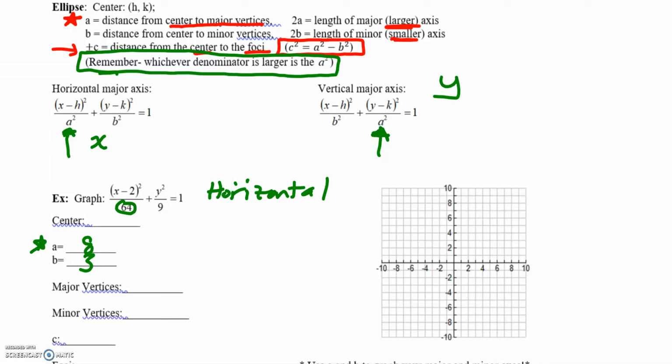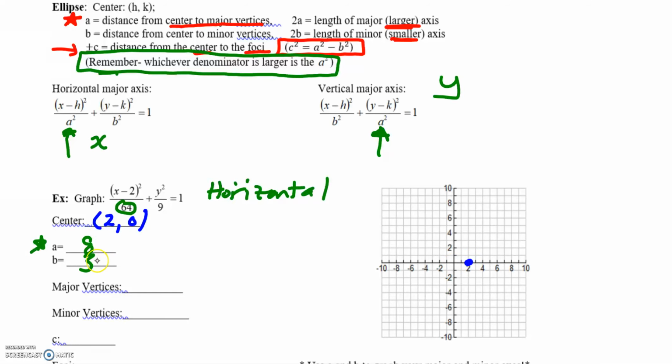The center works just like a circle. It's the opposite signs. So the center here would be 2, comma, well, there's no parentheses, which means there's no movement. So my center is 2, 0. So if I come over here to graph 2, 0, that would be my center.